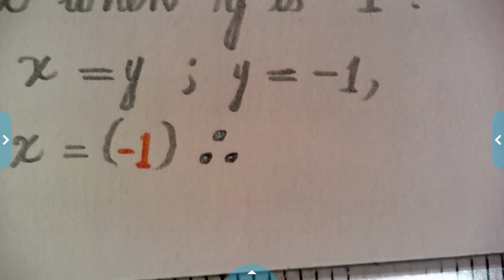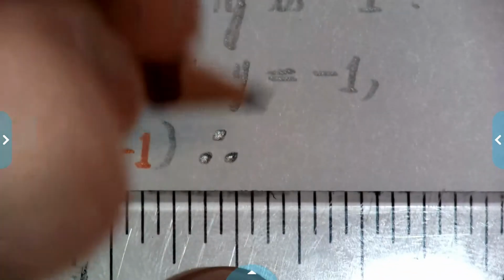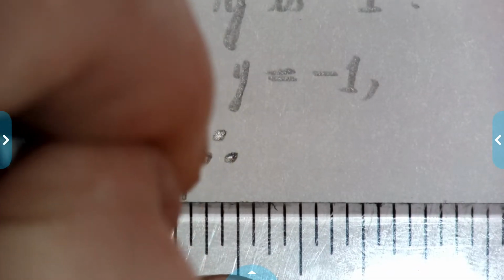Those 3 dots mean therefore. Please get used to this. This way we don't always have to write out therefore.